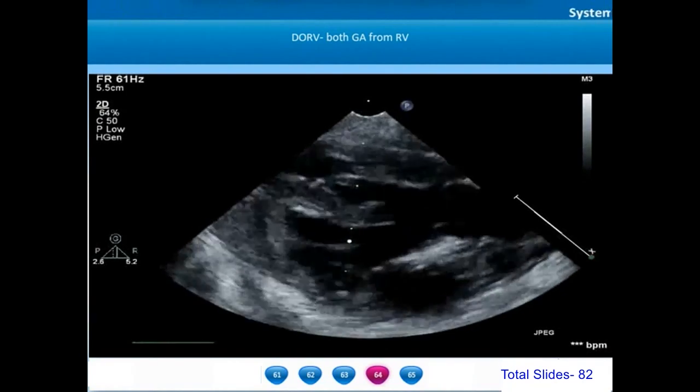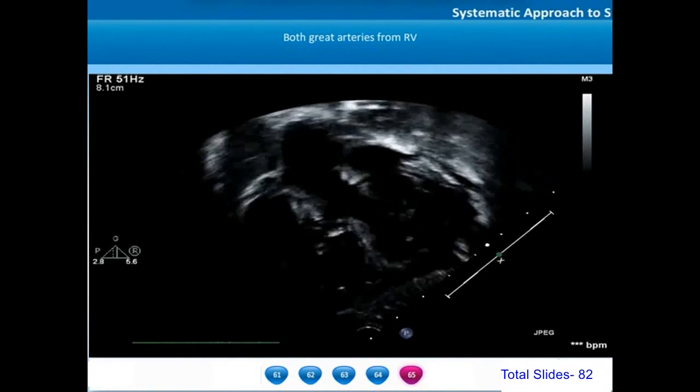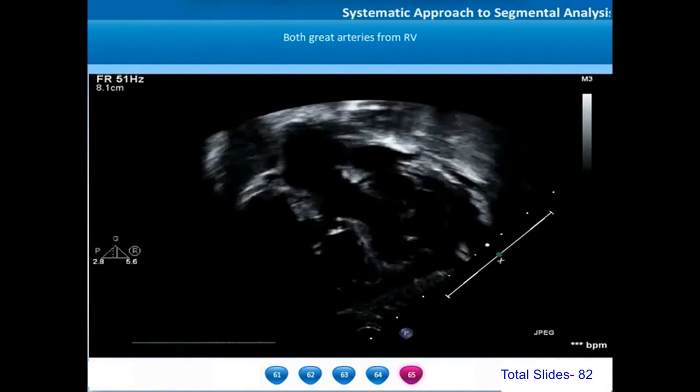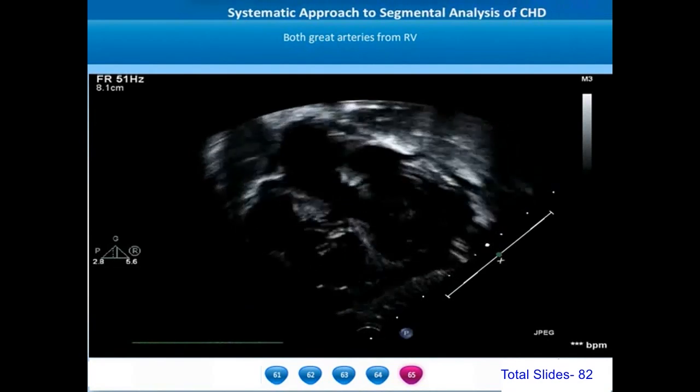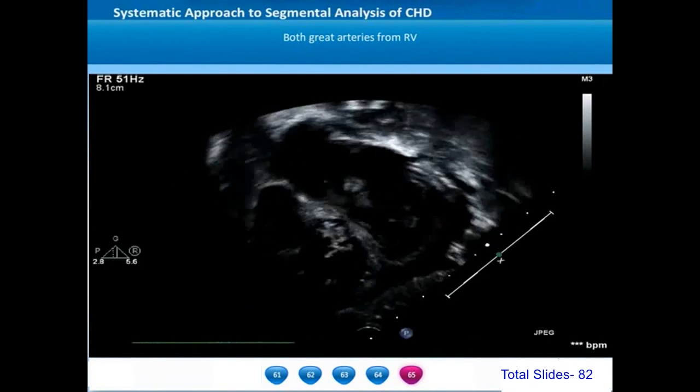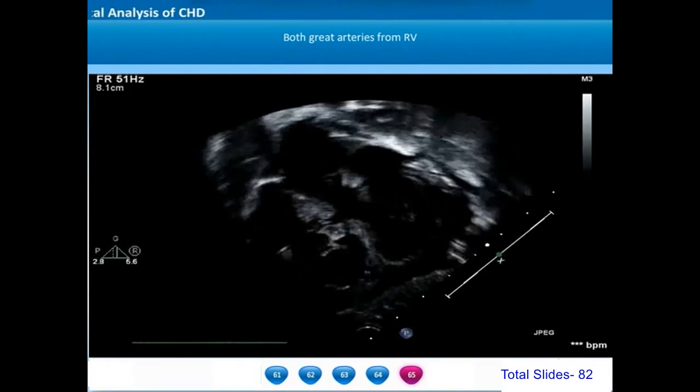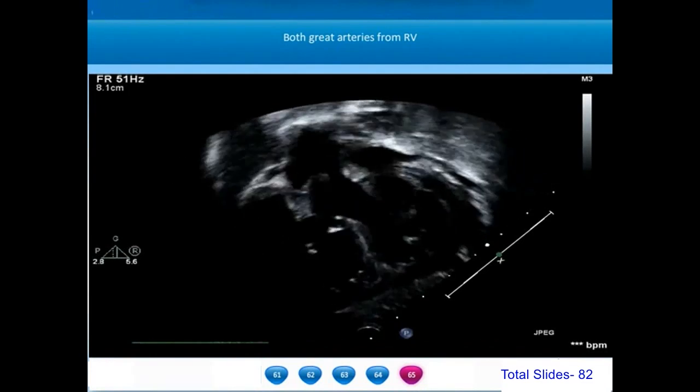On this subxiphoid short axis sweep, we can appreciate both the great arteries arising from the right ventricle. So this is a classical example of double outlet right ventricle.